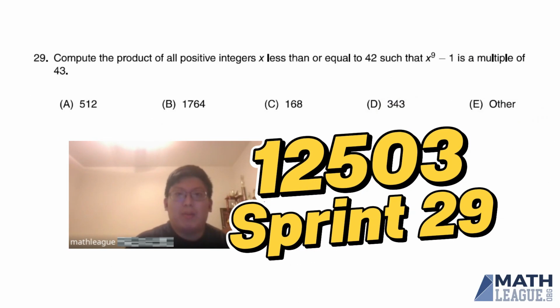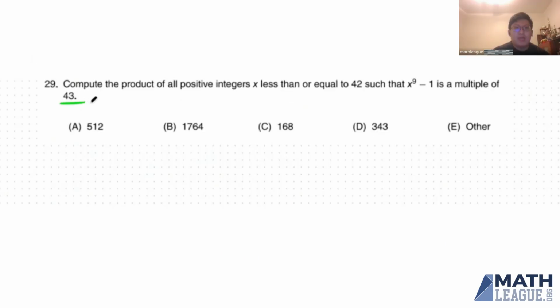Compute the product of all positive integers x less than or equal to 42, such that x to the ninth minus 1 is a multiple of 43. Now, looking at this, and especially without a calculator, there's no way we're going to calculate the ninth powers of 42 integers, subtract 1 from all of them, and then see if they're divisible by 43, right? That's not going to be very helpful for us at all.